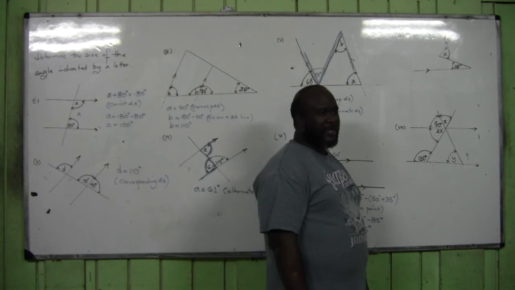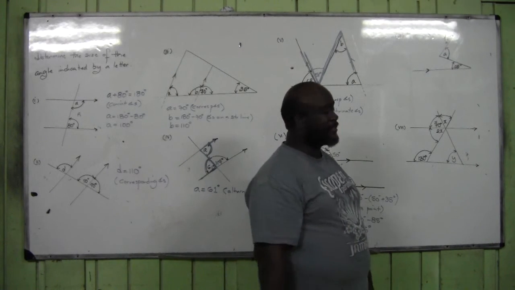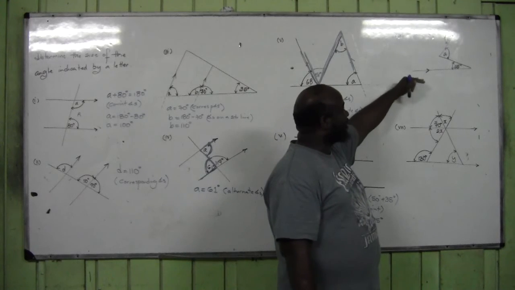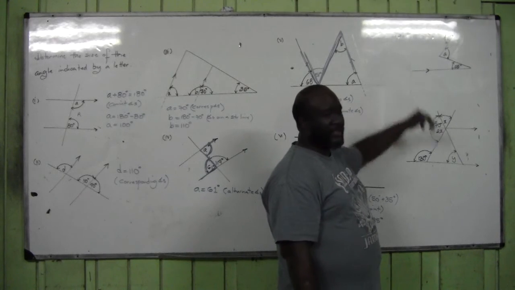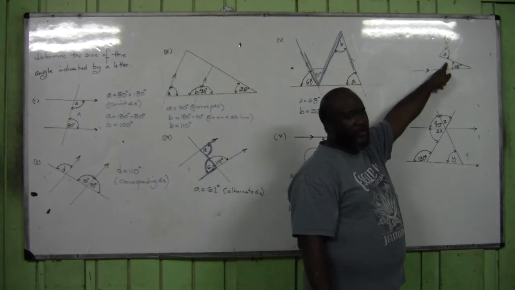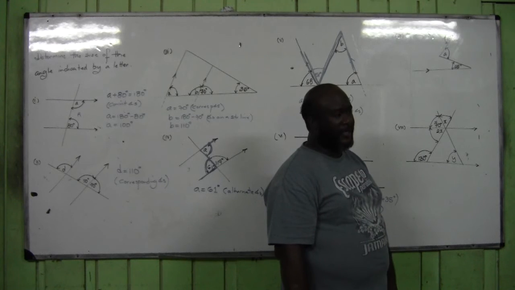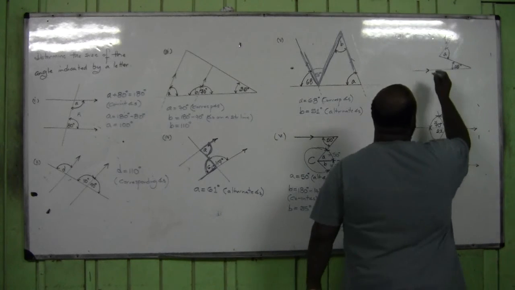A transversal must be what? Touching or cutting across what? Two parallel lines. Is there any line that is touching two parallel lines in this question? No. This line only touches one, and this line only touches what? One. In a situation like that, you have to introduce a third parallel line, which I'm going to drive through the middle of A.